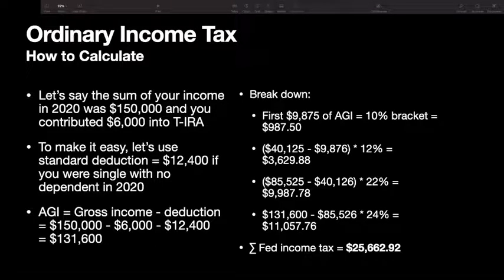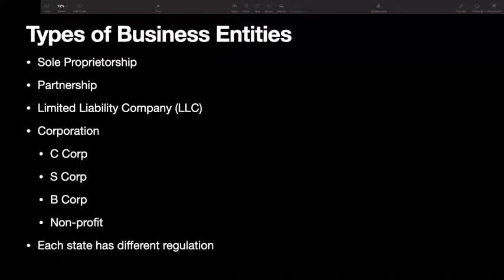You will have to pay the Medicare tax. You will have to pay the state tax and the local tax. But to calculate the federal tax, which is usually the biggest portion, that's how you calculate your federal income tax.